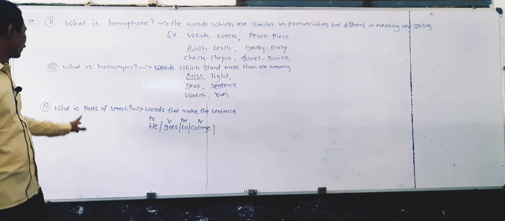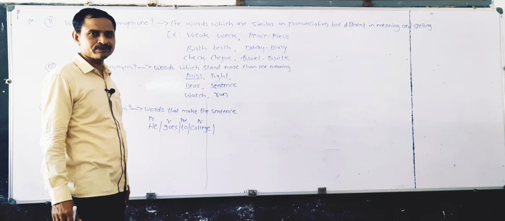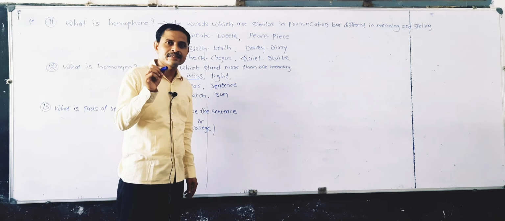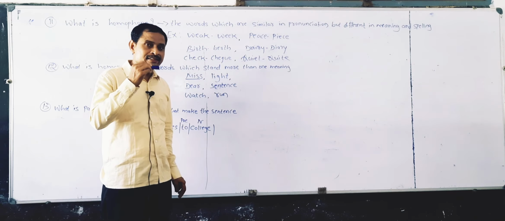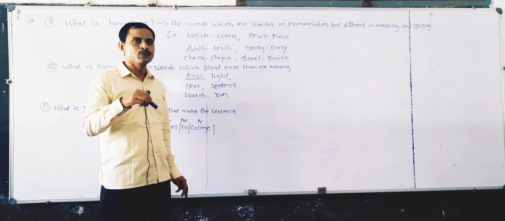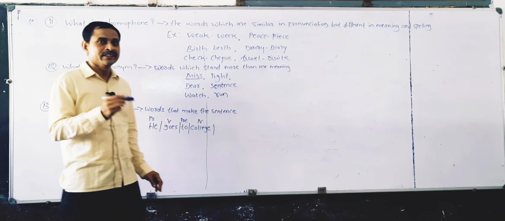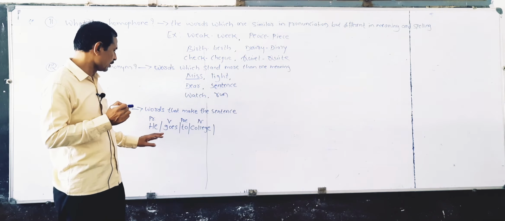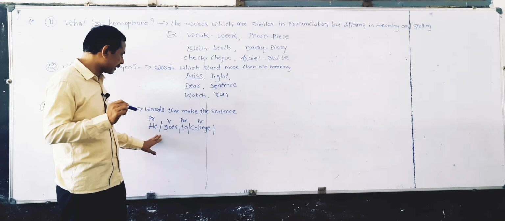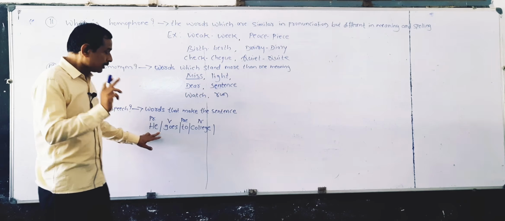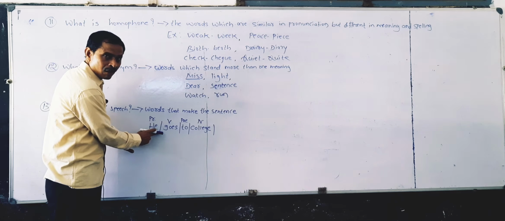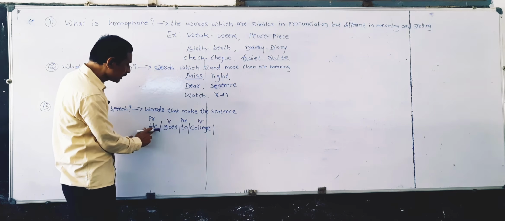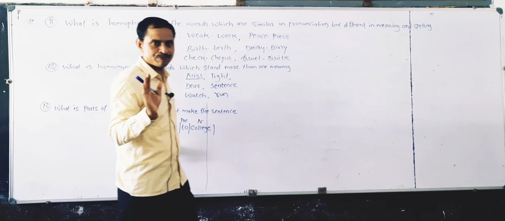Lastly, parts of speech. What are parts of speech? When we speak in sentences, those sentences are made up of words or parts. The words that make the sentence are called parts of speech. For example, take this sentence: He goes to college. This sentence is made up of some words or parts. So we call these parts of speech.